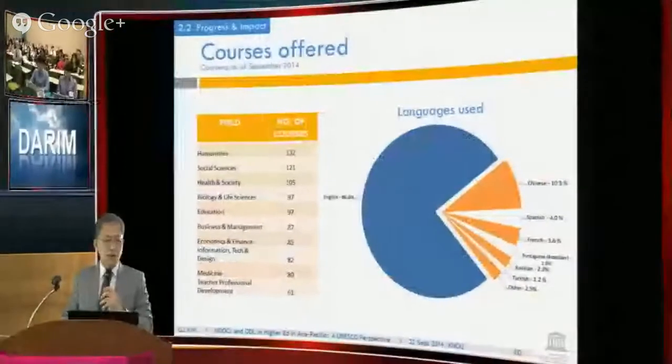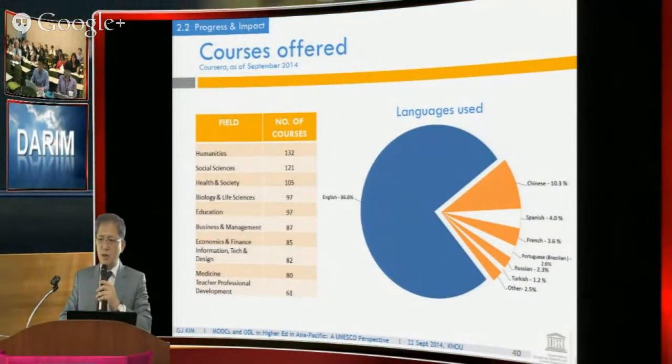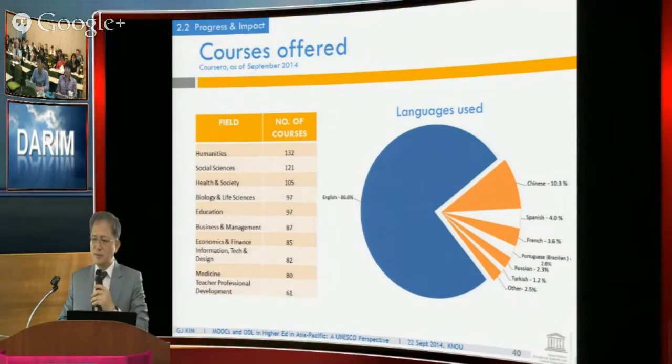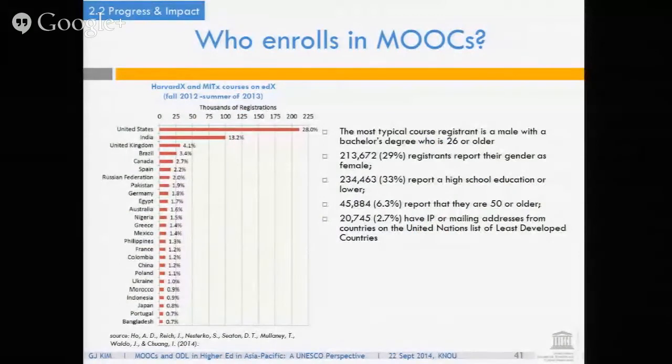Courses are offered mostly in non-STEM areas, it turns out, humanities and social science, which do not require much initial investment. The language is mostly English. The majority of students are 26 or older, meaning that those who already completed their first degree are entering MOOCs to brush up their skills. And women are not adequately represented, as you can see, at 29%.